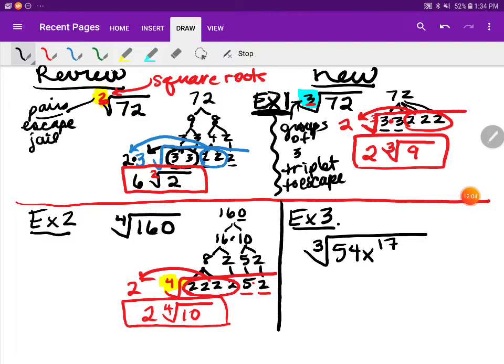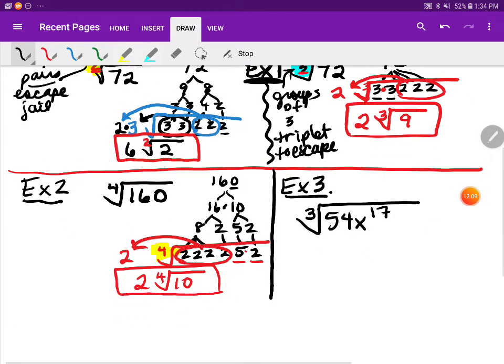And let's stick in a y. I'm thinking we should stick in a, well, maybe not for the first one. Okay, we'll do example 4. We'll stick in a y. Okay, so cube root of 54x to the 17th.